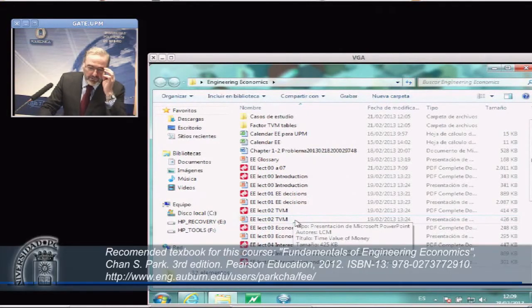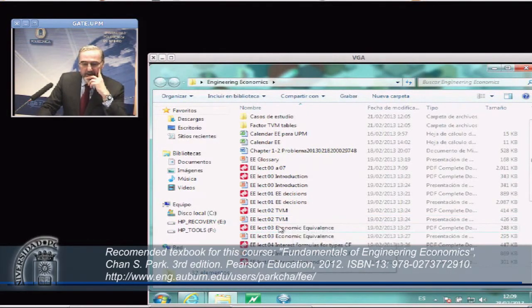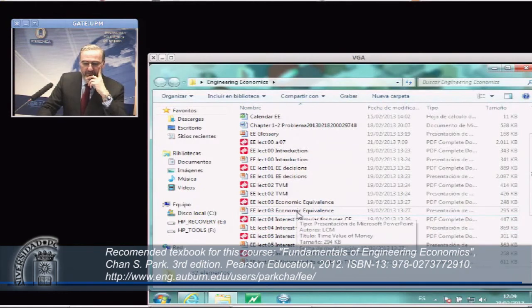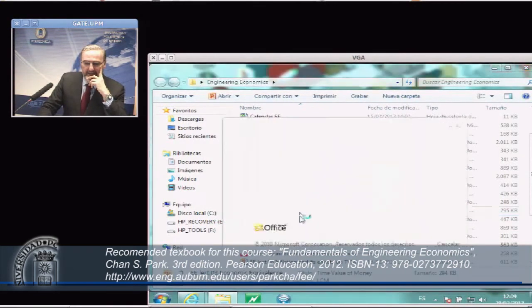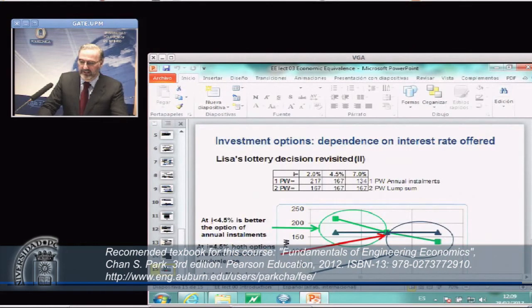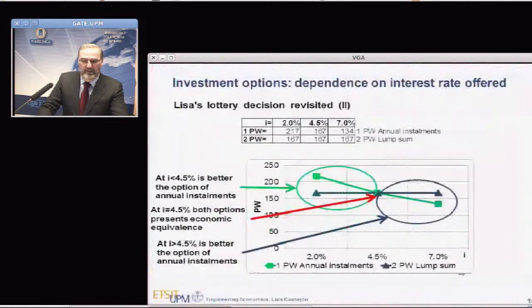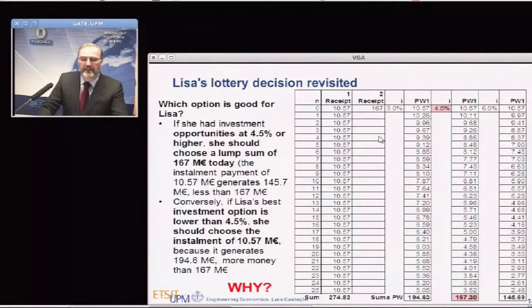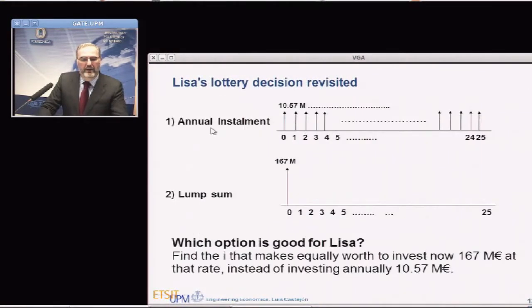The last day, what we learned was about economic equivalence, lecture number 3. We finished that lecture with the case of the lottery. What was the most interesting thing for Lisa: to have an annual installment or to have a lump sum?